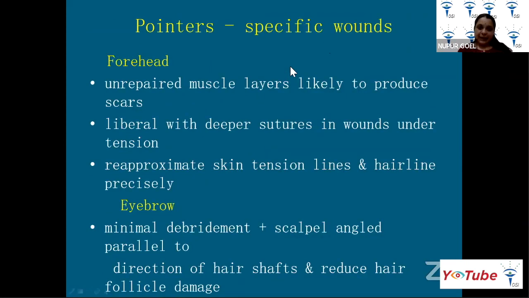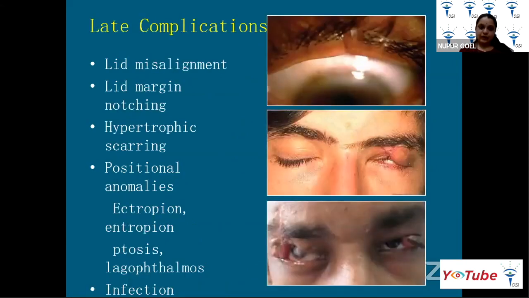In the forehead, unrepaired muscle layers are likely to produce scars. So you should be liberal with deeper sutures in the wounds rather than tension. Reapproximate skin tension lines and hairline precisely. In case of an eyebrow injury, one should do minimal debridement and the scalpel should be angled parallel to the direction of hair shafts to reduce hair follicle damage.